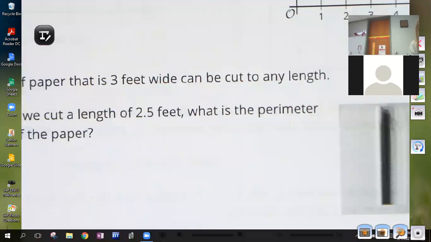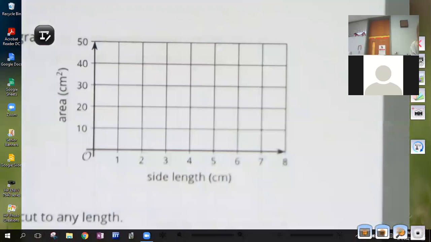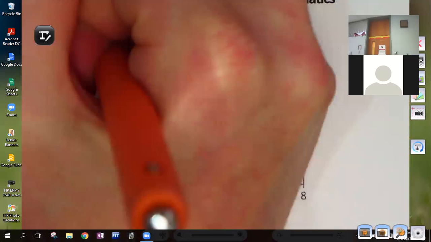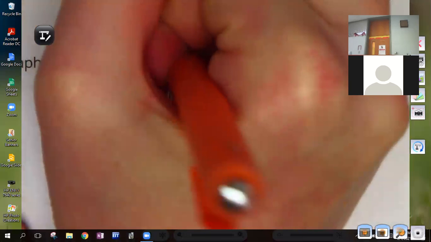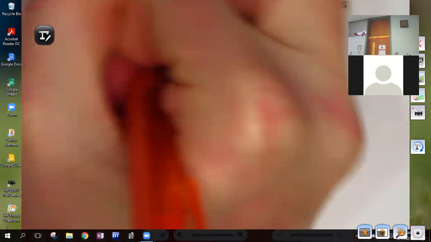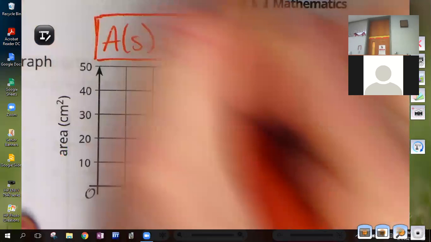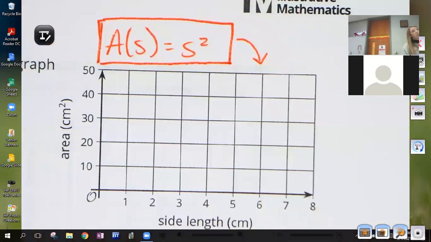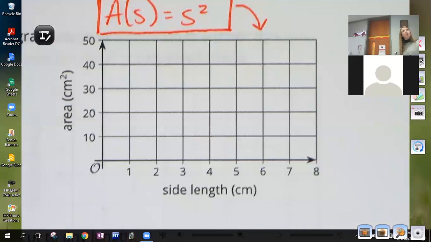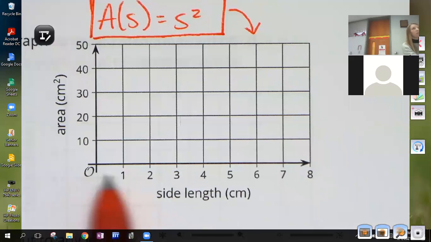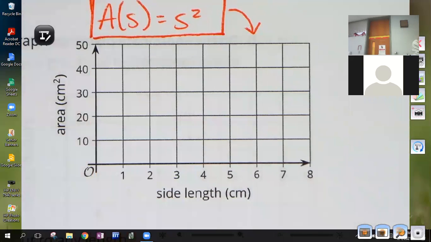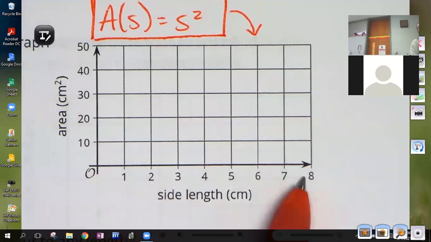Okay. Now we're going to graph it. Now, don't panic. We turn the page. So we're going to be graphing the function A of s equals s squared. I'm just rewriting it so that when you go back to look at your notes, you know that this graph is from this function. Once again, our x values represent our side lengths and our y values represent our area. So I'm just going to use all of these inputs across my axis.